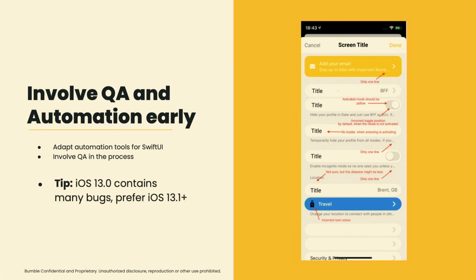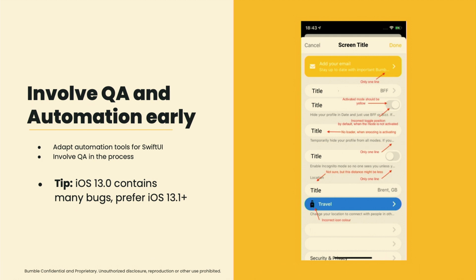The tip here is iOS 13 contains many bugs. And I think the way we resolved this, we started with the prototype, and we found out that there are bugs that you can see in this screen, actually. This is a fake screenshot of the real Bumble. These red lines represent the first feedback we got from QA. We thought this screen is ready, and our QA took the screen and gave it back to us and said, hey, you see? This is not the right color, this is not the right font, you have only a single line, you don't support multi-line here.